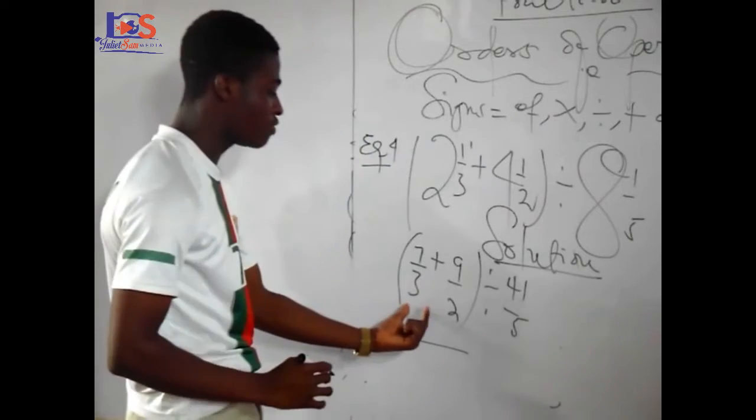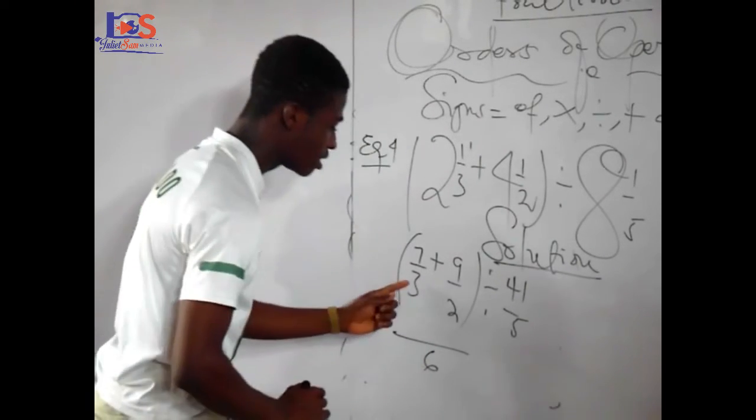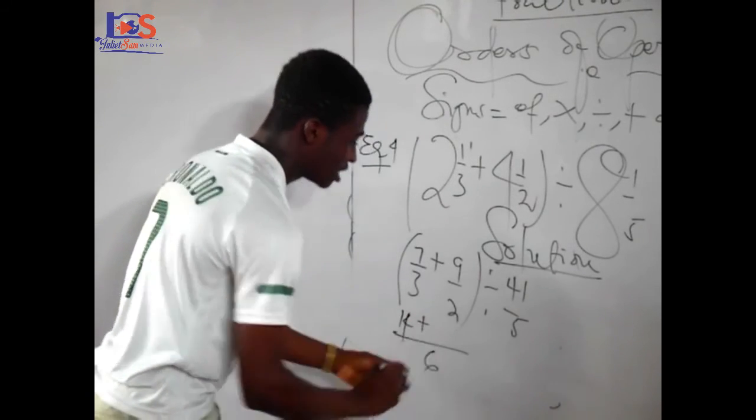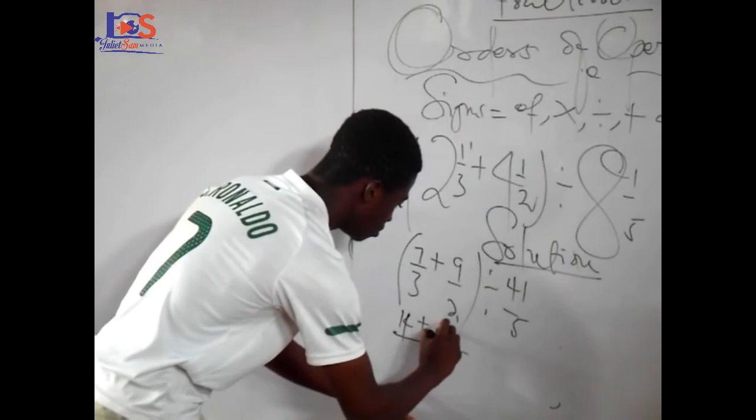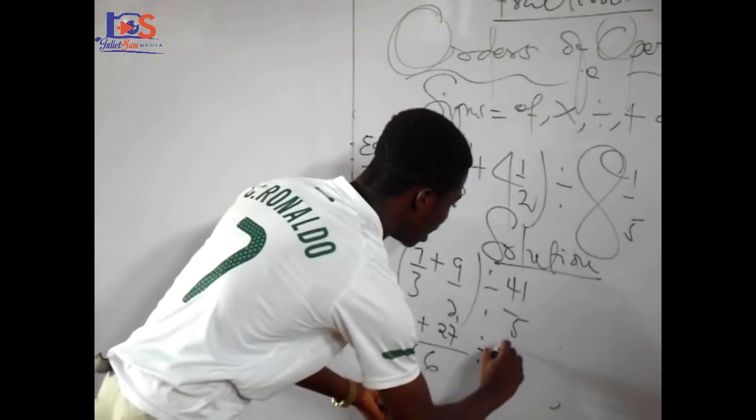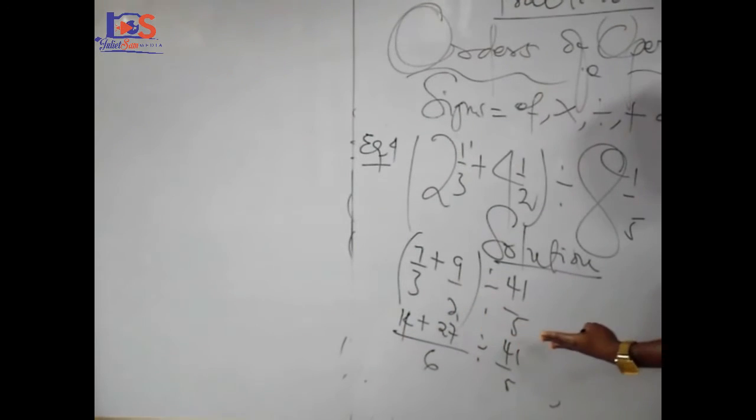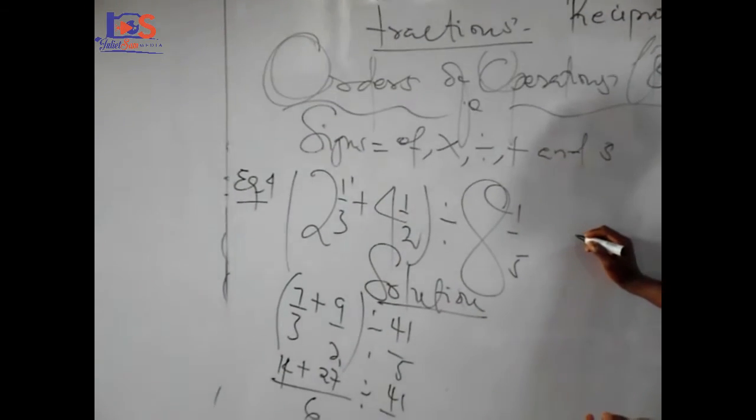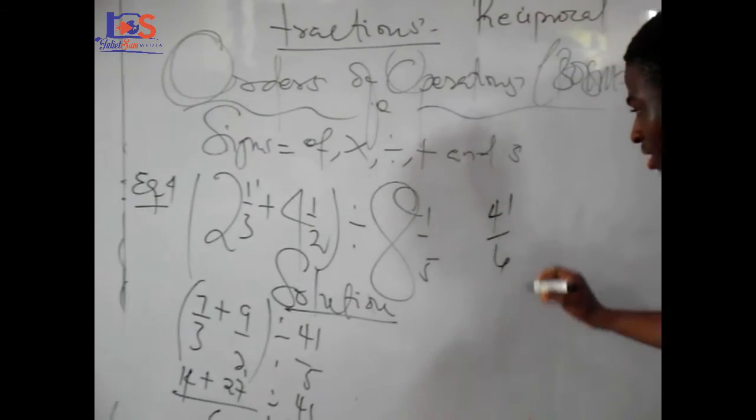And you know the LCM for 3 and 2, the least among them, is what? 6. Write out 6. 3 divided into 6 is 2, times 7 is 14, plus 2 divided into 6 is 3, times 9 is 27. You have 27, divided by your 41 over 5. We now add the 14 plus 27 over 6. 27 plus 14 gives you 41. You have 41 over 6.